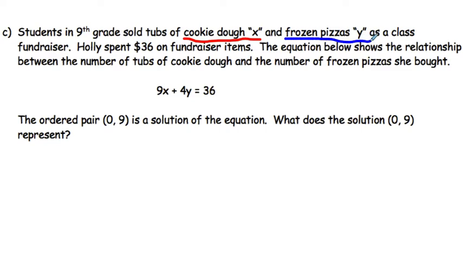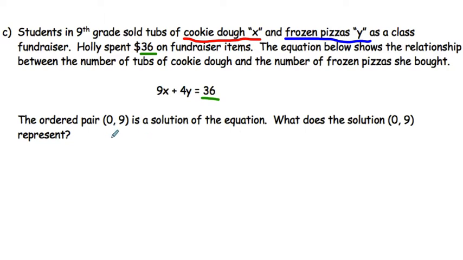So you guys, if you did like the Little Caesars stuff or those fundraisers that you do for your class, you've seen something similar to this. Holly spent a total of $36 on fundraiser items. So 36 was the total amount. You can see that number right here. And this equation represents that.